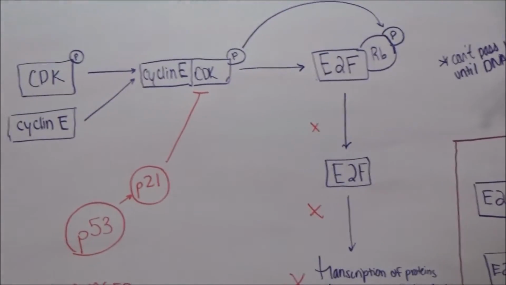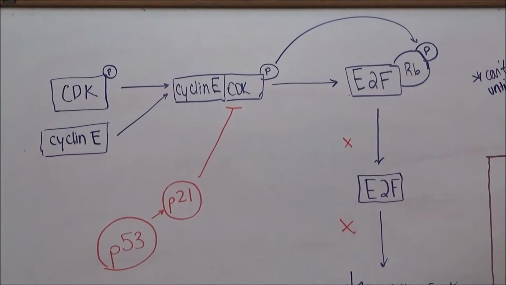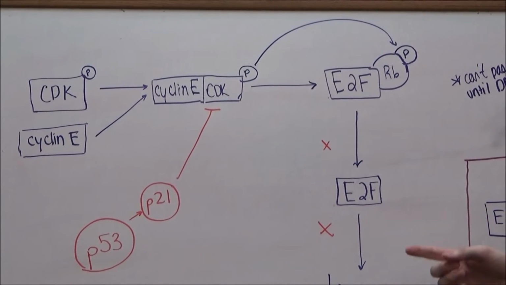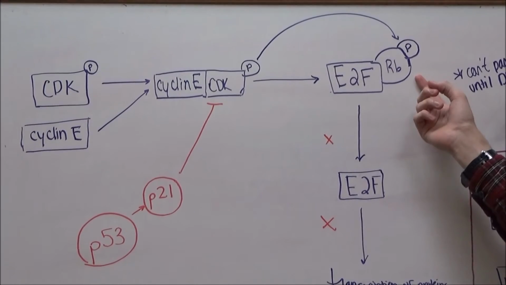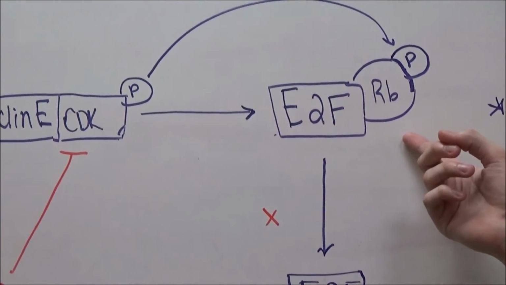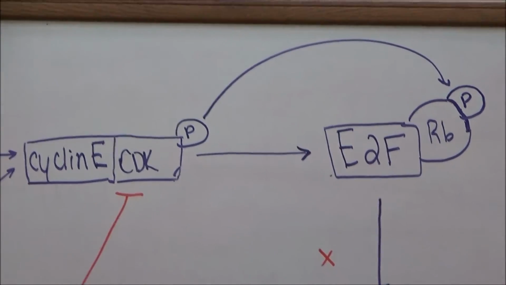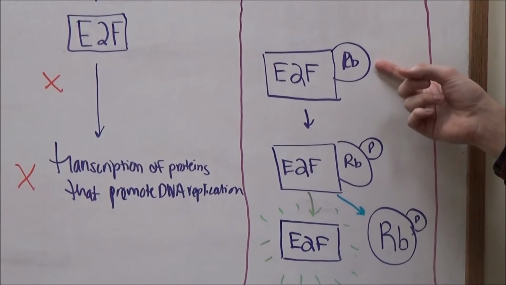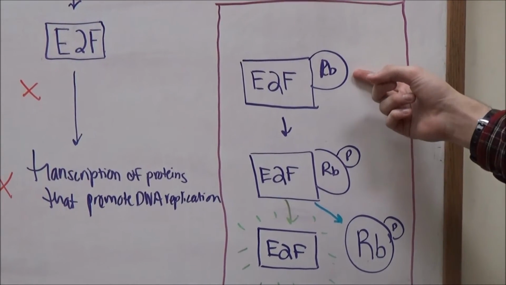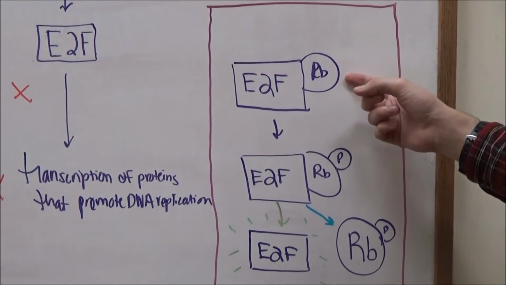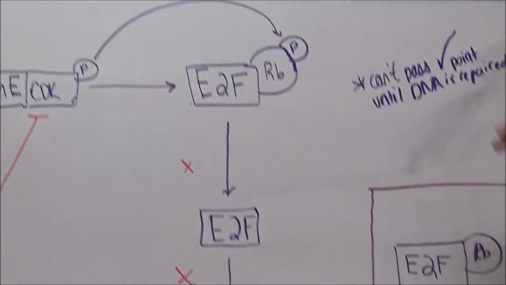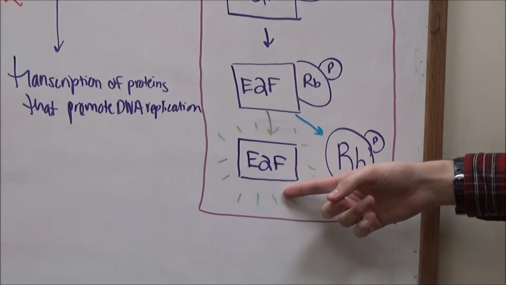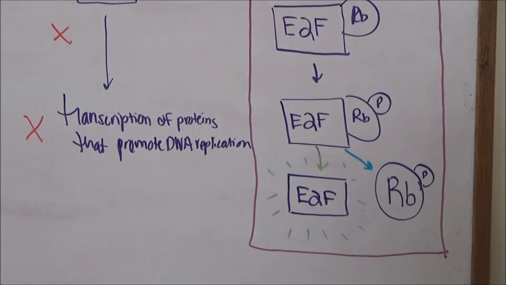Cyclin E will bind to cyclin-dependent kinase to make this cyclin E-CDK complex. This complex will act to phosphorylate the retinoblastoma component of the E2F, which this E2F-RB protein complex is the inactive form, and so in this form E2F will not be able to transcribe the proteins for DNA replication. However, once it's phosphorylated, you can see that the RB protein will dissociate from the E2F, leaving this active E2F behind and allowing for transcription of proteins.